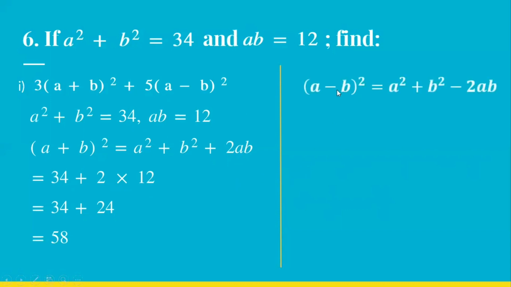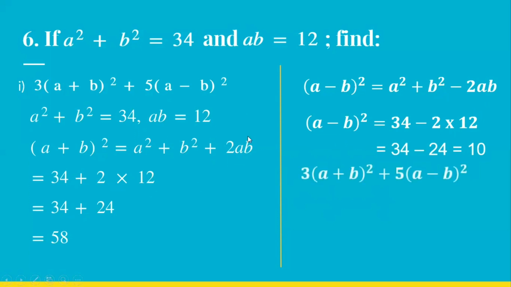Now we will be finding a minus b the whole square, which is a square plus b square minus 2ab. Let us put the values of a square plus b square as 34 and ab as 12. So 34 minus 2 multiplied by 12, which is 24. So 34 minus 24, that is 10, is the value of a minus b the whole square.